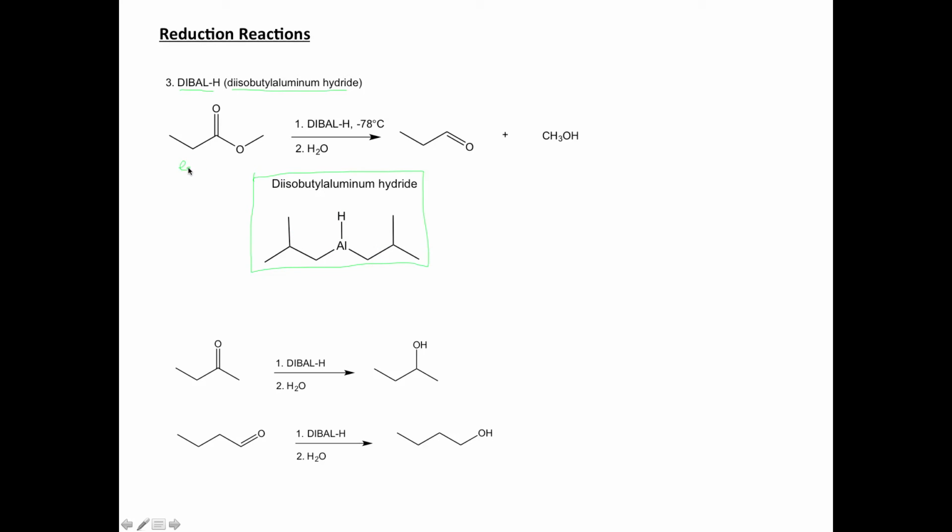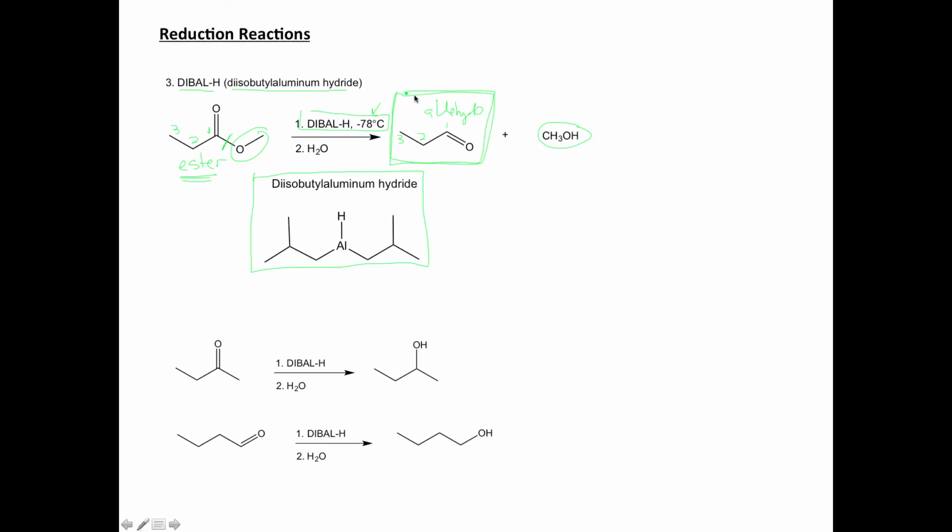So DiBAL is quite specific. Okay, it's going to react with an ester, and DiBAL-H at minus 78 degrees is able to reduce the ester to the aldehyde. So again, we're going to cleave this carbon-oxygen bond. So that portion becomes methanol. If that was an ethyl ester, that would be ethanol. But I want to focus on the main carbons here, 1, 2, 3, 1, 2, 3. And that's what this reagent is primarily used for, to go from an ester into an aldehyde.